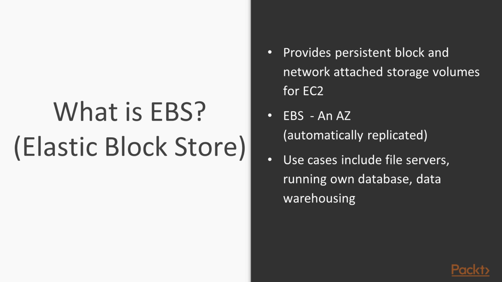Now let's move on to EBS. What is EBS, or Elastic Block Store? It provides persistent block and network-attached storage volumes for EC2. Think about that one EBS volume is part of just one availability zone. So an EBS volume will be part of a specific availability zone, and each EBS volume will be automatically replicated within its availability zone to protect against component failures.